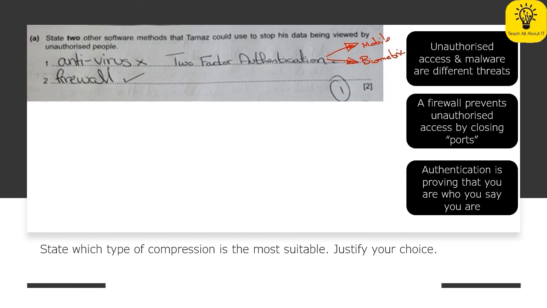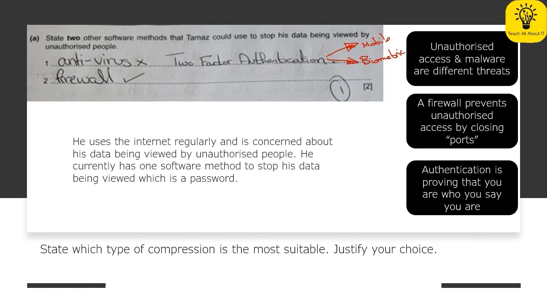So let's have a look at some of the things that we would be looking at inside this particular question. Now there are lots of hints inside this question, and what we can do is use a highlighter or underline to really help us here. Now we've been told he's using the internet regularly, so this is threats from the internet, and he's concerned about his data being viewed by unauthorized people. So this is all about getting into his data or into his system without permission.